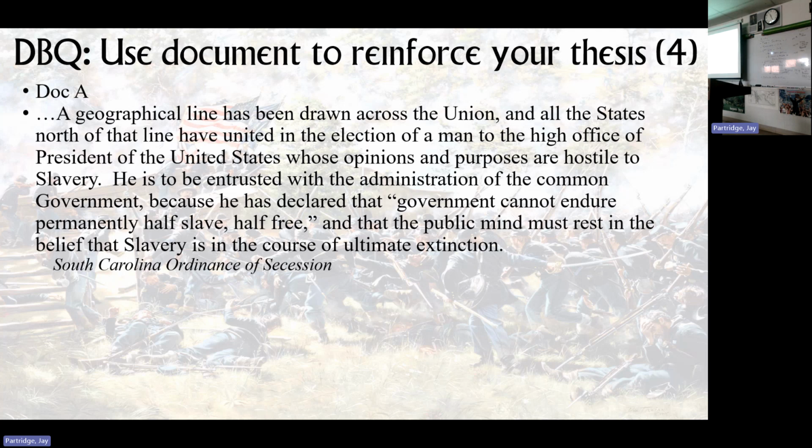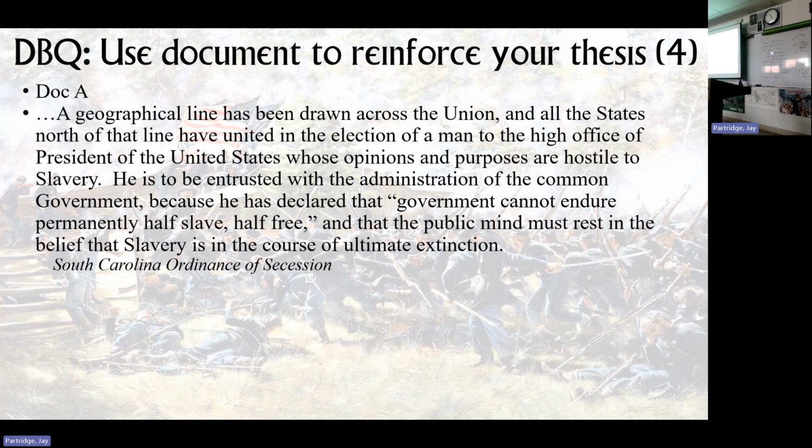Why did they secede? They believed not just that slavery can be extinguished, but who will extinguish it? The election of Lincoln will lead to the end of slavery. Now, Lincoln said he's free soil, but they don't believe him. They believe all three soldiers are one person.